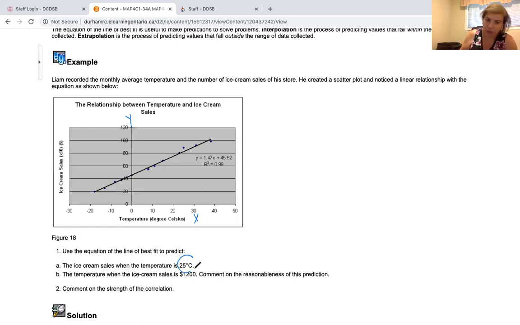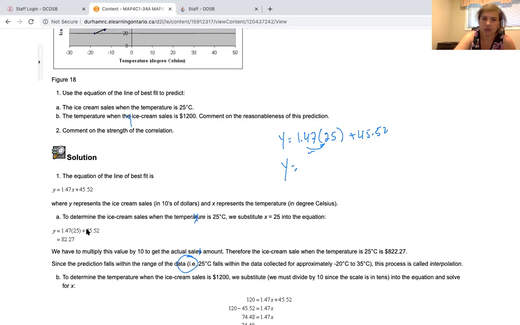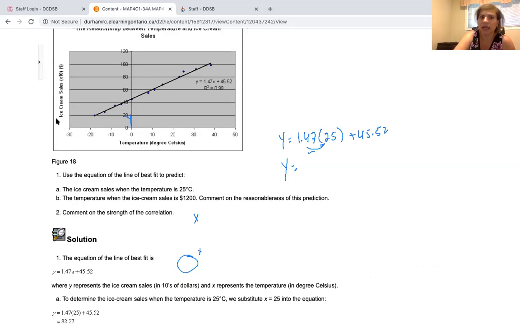Because they gave me 25 degrees, which represents temperature, that's going to be x. So I'm going to replace x in the equation with the 25 degrees. And then I'm going to look for y. So that will be the number of sales. So y equals whatever this is. So I can do BEDMAS, do the multiplication first, and then add 45.52. And my answer is going to be 82.27. Okay, so we have to multiply because this one, the ice cream sale times $10.